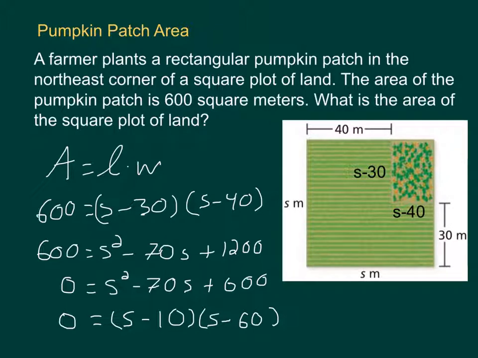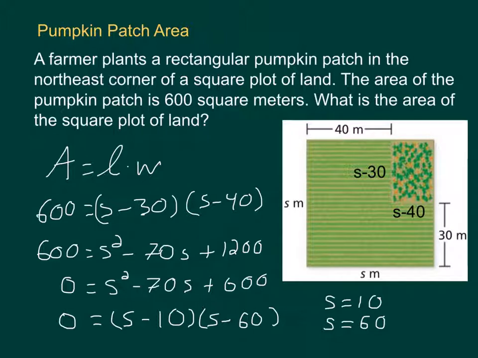By using the zero product property, I would take each of these factors and set it equal to 0 and solve. If s minus 10 equals 0, that would give me the solution s equals 10. Meanwhile, if s minus 60 equals 0, that would give me the solution s equals 60.